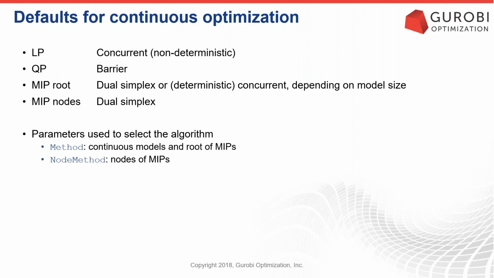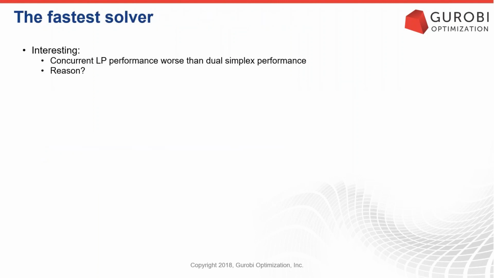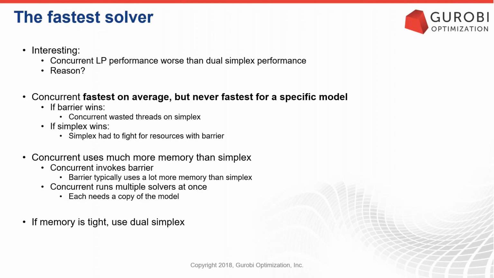So the interesting question is, okay, which solver is fastest? And as I said, we use concurrent LP, but for example, if you compare concurrent LP with only dual simplex, concurrent LP may be slower than dual simplex. And this may seem surprising, so the question is, why is that? The important thing is, concurrent optimization is of course fastest on average, but it's never the fastest for a specific model. If you think about it, it works like this.